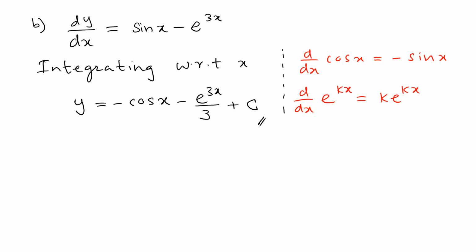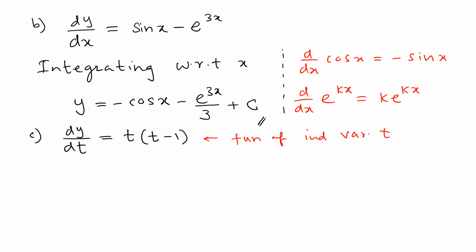So let's look at the next one. As the next one, we have dy over dt equals, now it's a new variable, t times t minus 1. First we notice that this side is a function of the independent variable, in this case t. But there's a product, and unfortunately we know that there's no product rule when you take integrals. So that means we need to distribute first. So what you do, again as before, is integrate with respect to t now.